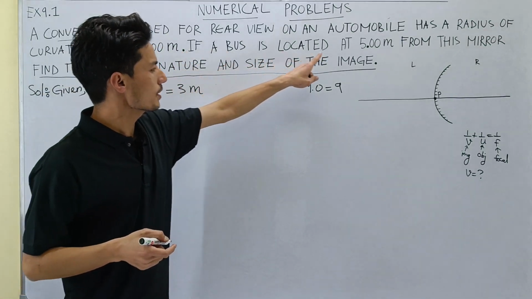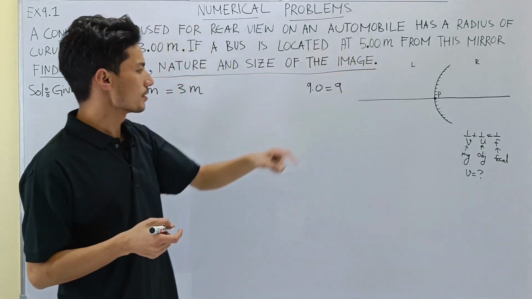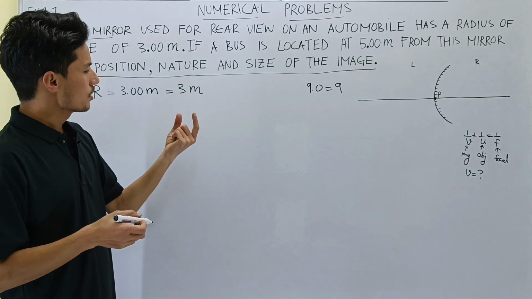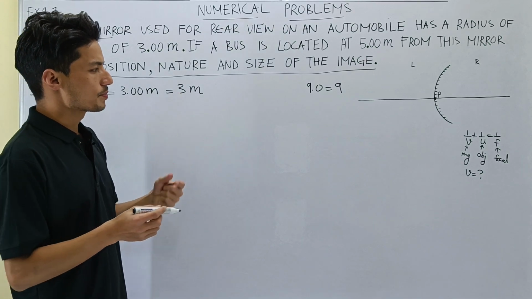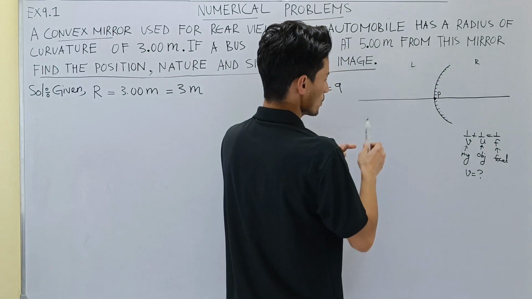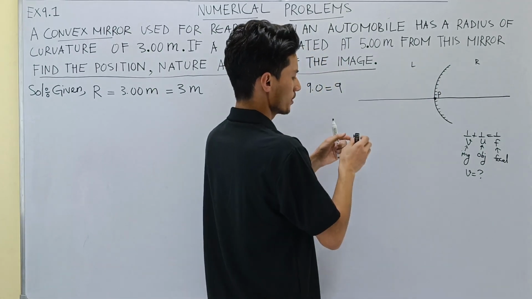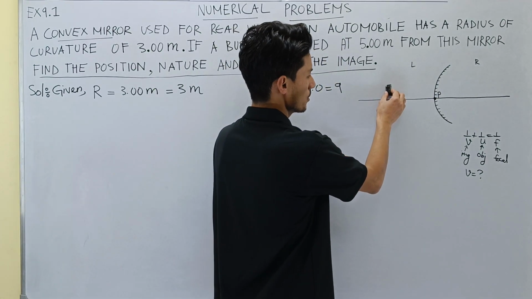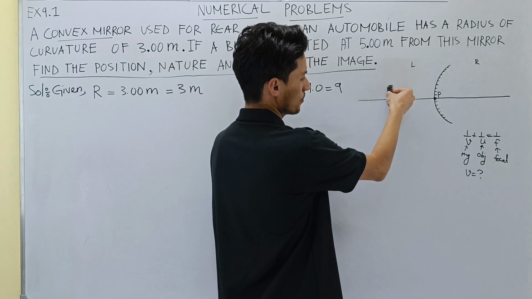If a bus is located at 5 meter from this mirror, so there is a bus which is at a distance of 5 meter from this mirror. So let us go to the ray diagram. So this is the mirror. There is a bus located at a distance of 5 meter from this mirror. So let's say this is the bus. So the bus here is the object.